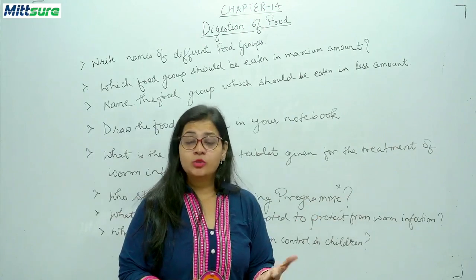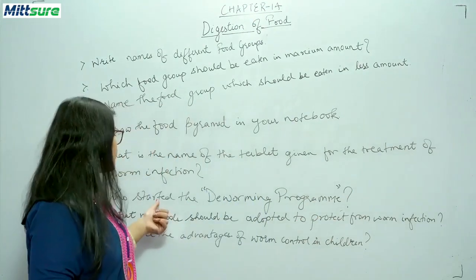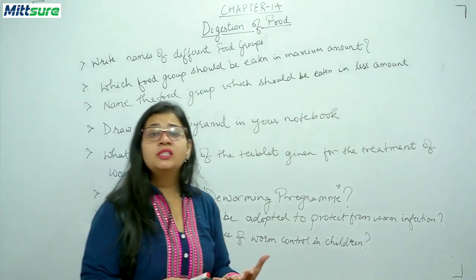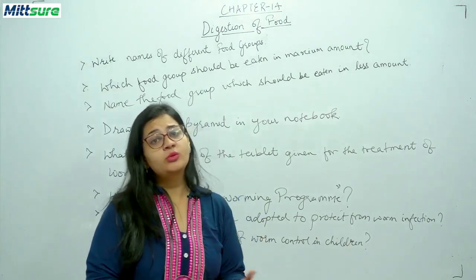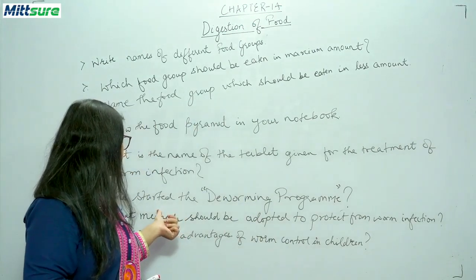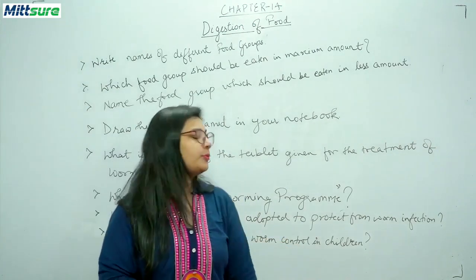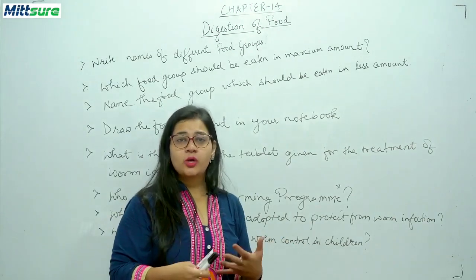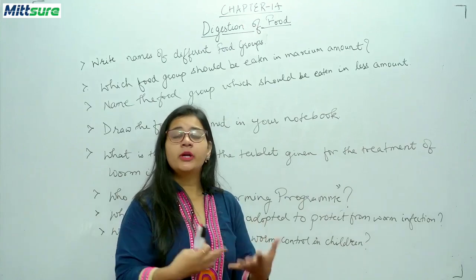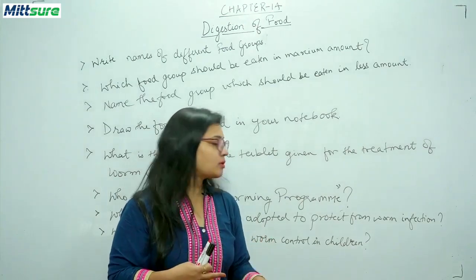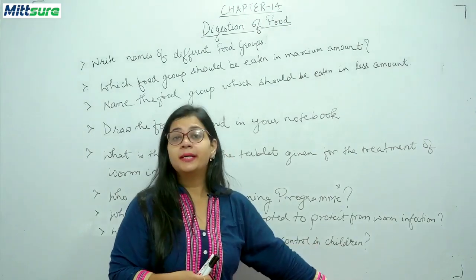Next is, what is the name of the tablet given for the treatment of worm infection? That is albendazole. The next is, who started the deworming program? Of course, the government started the deworming program in your schools. Next is, what methods should be adopted to protect from worm infection? All the 6 methods that we have discussed: wash your hands, use clean toilets, drink pure water, trim your nails. All the 6 methods you have to write here.